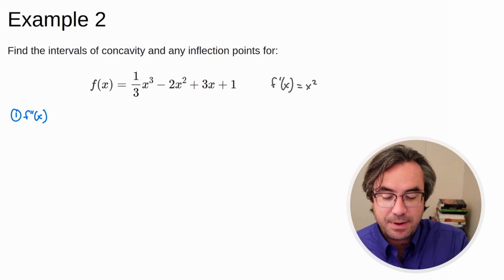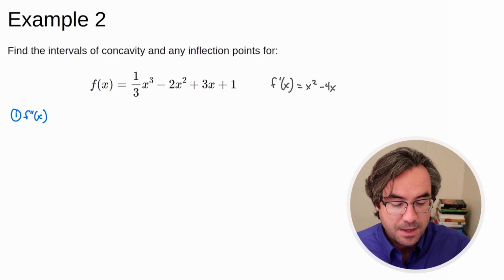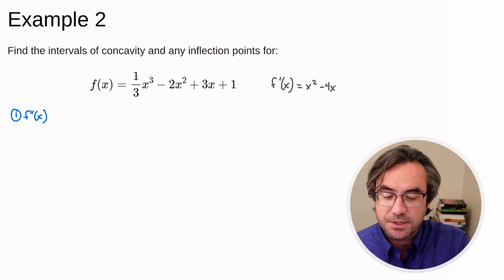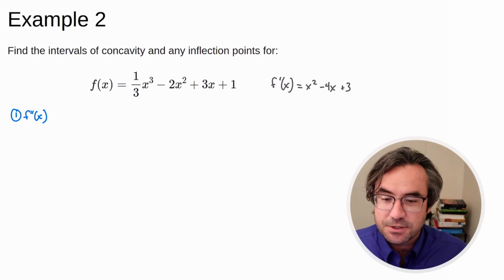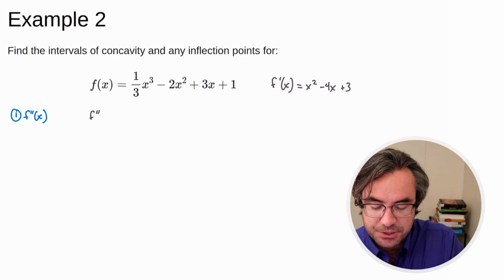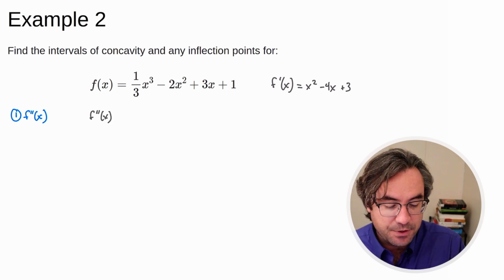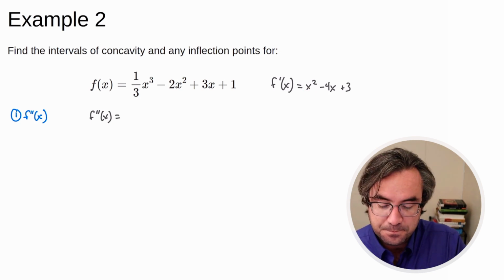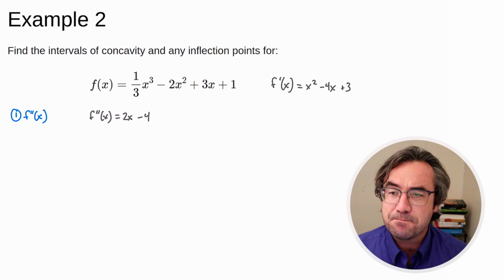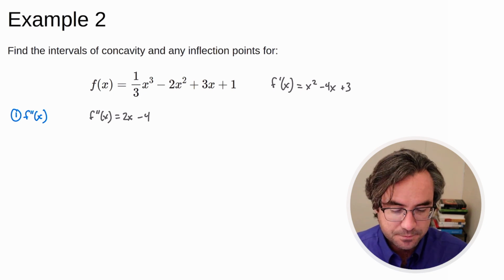Differentiate the next term, we get minus 4x. And then finally, plus 3. So that's our first derivative. All right, so let's get our second derivative now. So we just keep differentiating. Differentiate the first term, we get 2x. Then differentiate that minus 4x, we get minus 4. And that's our second derivative.